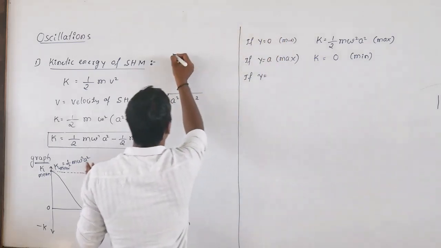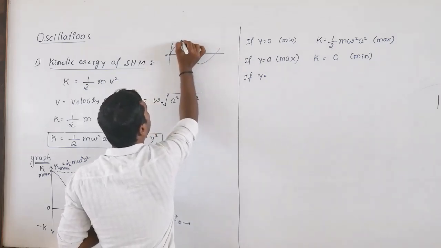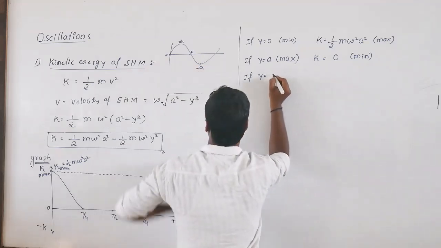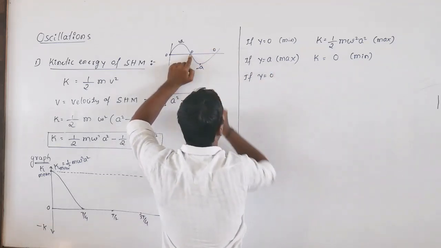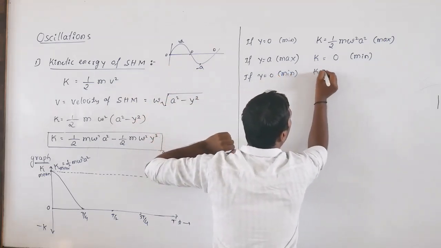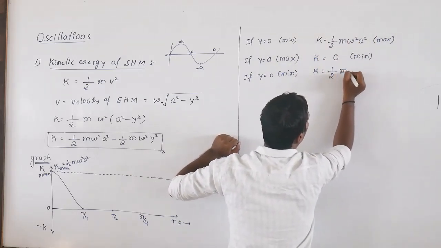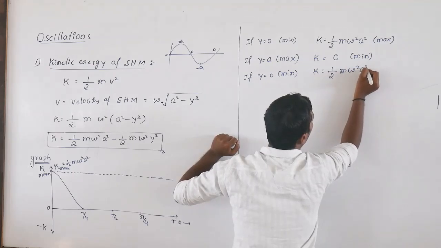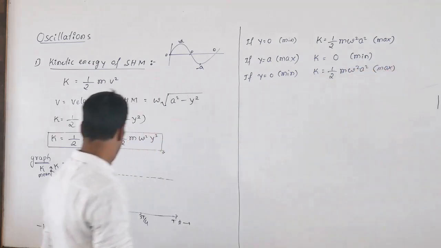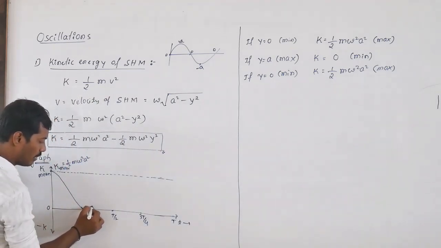The graph of y is like this. It is 0, plus a, 0, and minus a. First it is 0, 0. Again it is minimum. Again the kinetic energy is maximum, 1 by 2 m omega square into a square. Again it is a maximum, from here the maximum, like this.